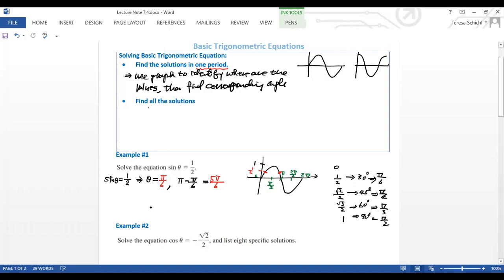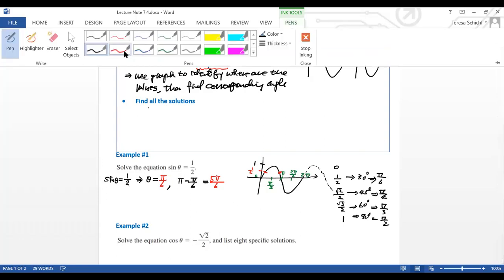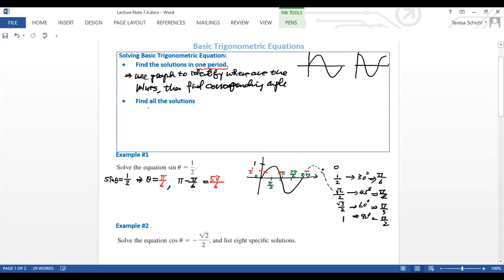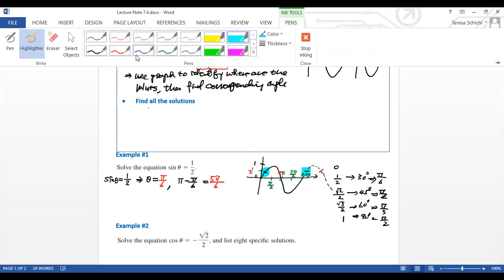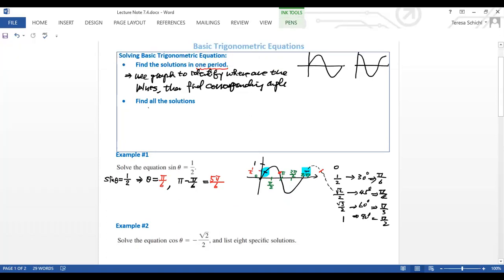Now for the general solution. What is the general solution? If you look at your graph, the sine continues on. That means after one period, the 1/2 is going to appear here and appear here again. This point is the 2 pi you add to the previous points. Also, you can go backward, the other way like this.